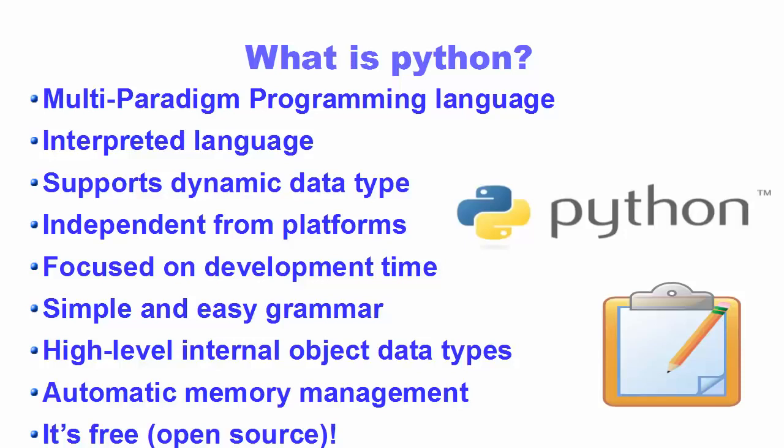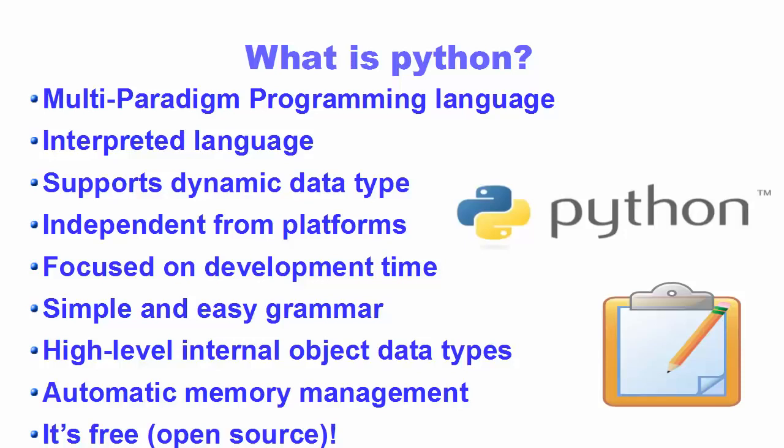Now, compiled languages run faster because compilation is done before the execution. On the other hand, interpreted programs run slower because compilation and execution take place simultaneously. In the case of Python, even though it's an interpreted language, it's really fast.